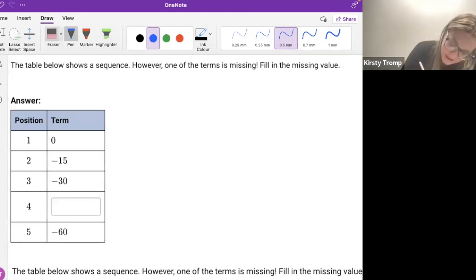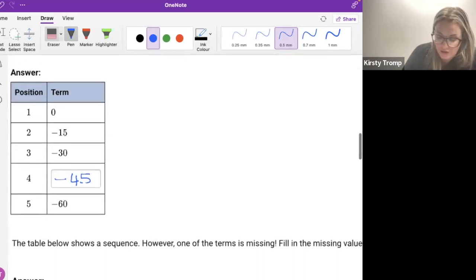Nice, well done. It's going to be negative 45. Don't let them trick you. Don't forget about the negatives. Negative 45. I'm minusing 15 each time.